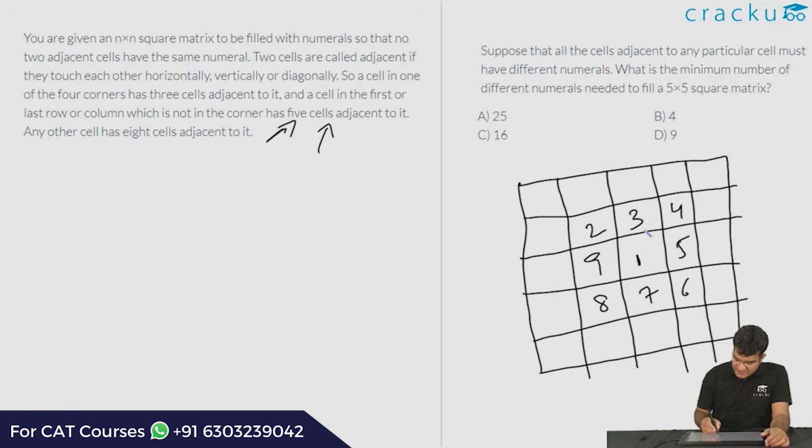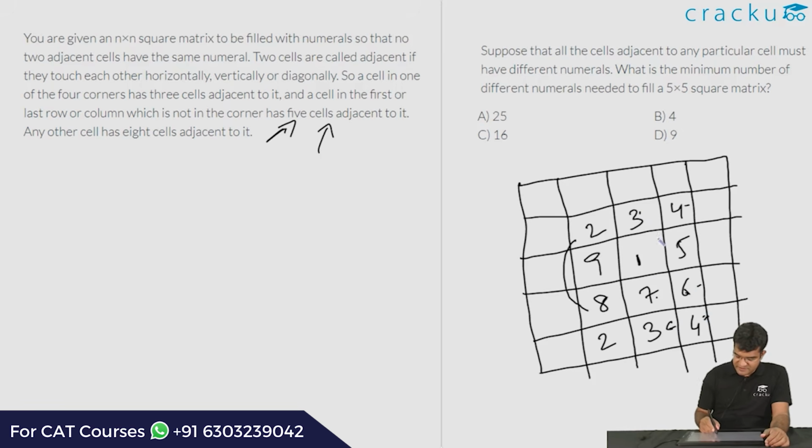Now if I'm filling these 2, 3, 4, these cells are not adjacent to the cells above it. So I'll fill this up with 2, 3, 4. Also note that the numbers 8 and 2 are separated. That is the reason I have put 2 here. Similarly, 7 and 3 are separated, so I put 3 here. Similarly, 6 and 4 are separated, so I put 4 here.